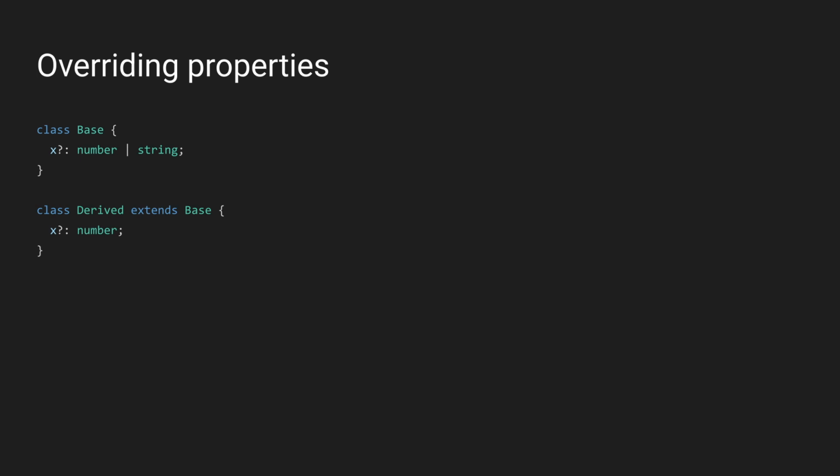Let's examine this code example. We have a base class with x property, which is an optional number or string. In the derived class, we define that property as an optional number. Everything seems fine, but let's inspect how this code will be compiled into ECMAScript compliant code.